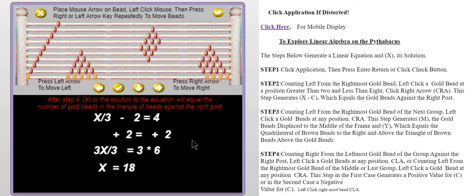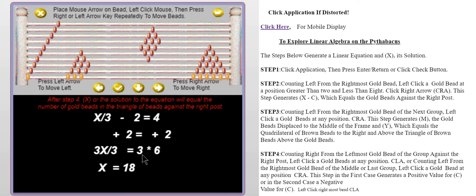The equation says that I have to add 2 to both sides. To my 4, I add 2. So I go over here, I click 1, 2 beads, and click the right arrow key, and add that 2 to my 4 to get 6.